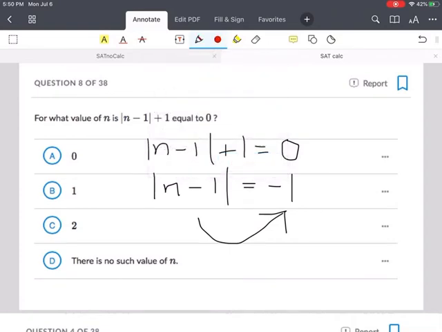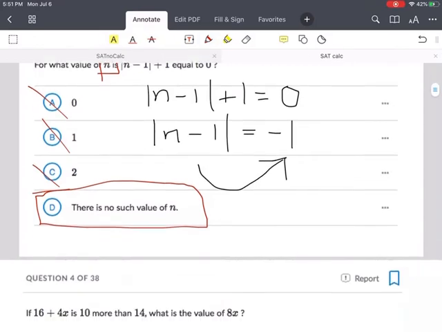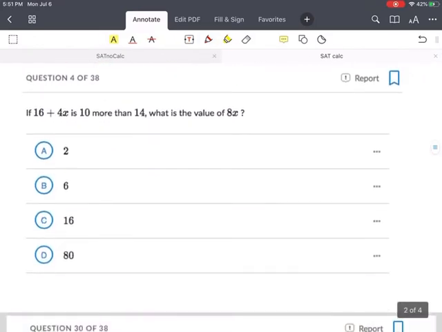So if we look at the answer choices, none of these will work. And D is going to be our final answer, because there's no possible way to get 0 from any value of n, no matter what we do. So that's our final answer there. Moving on to the second question.